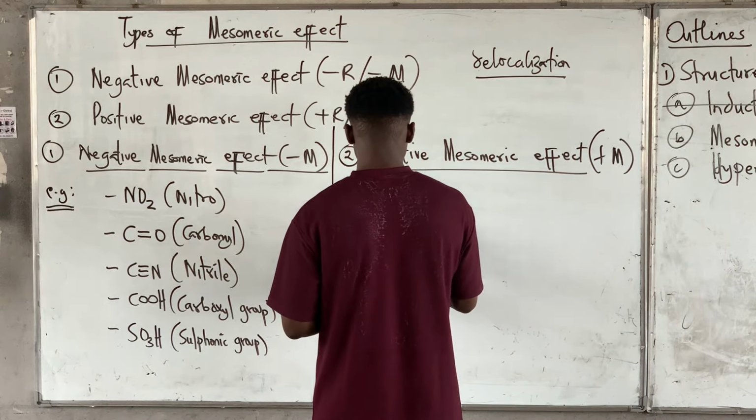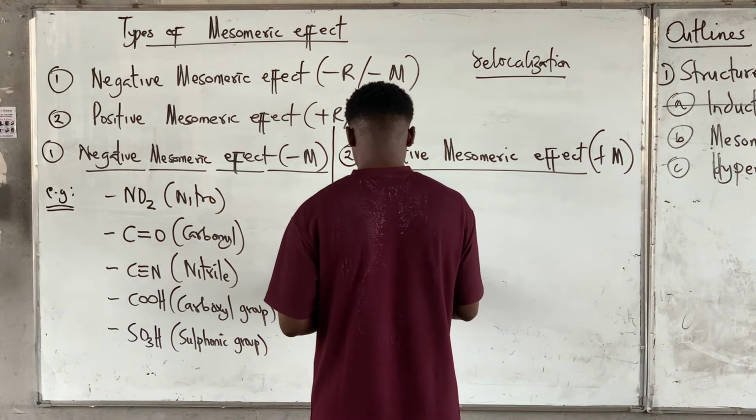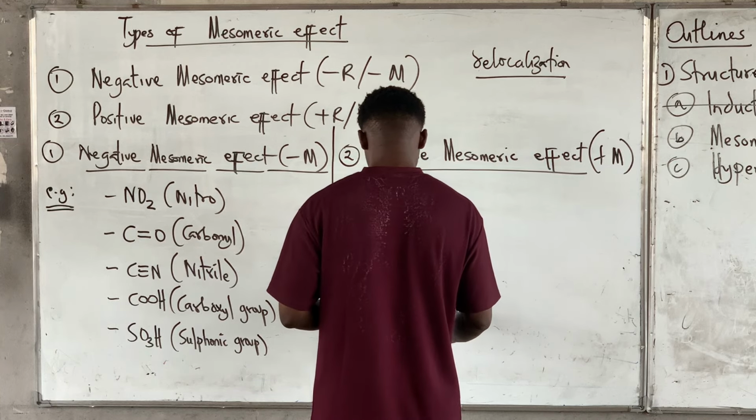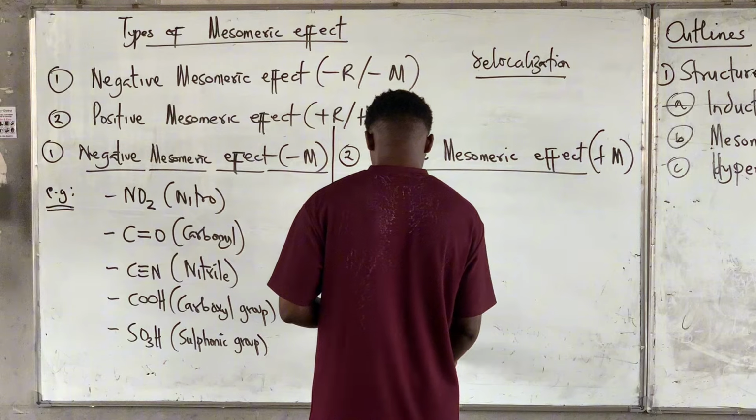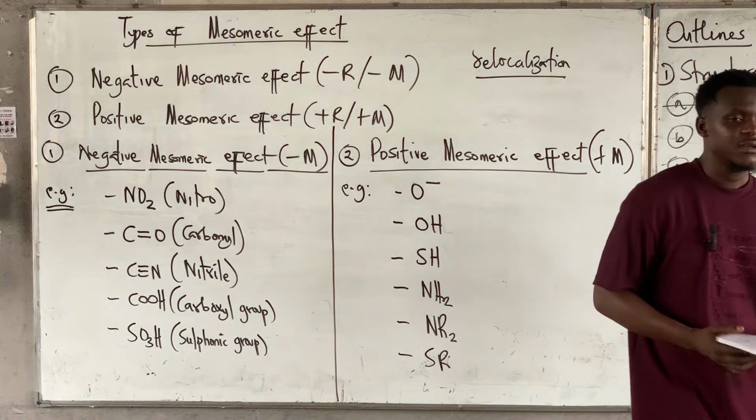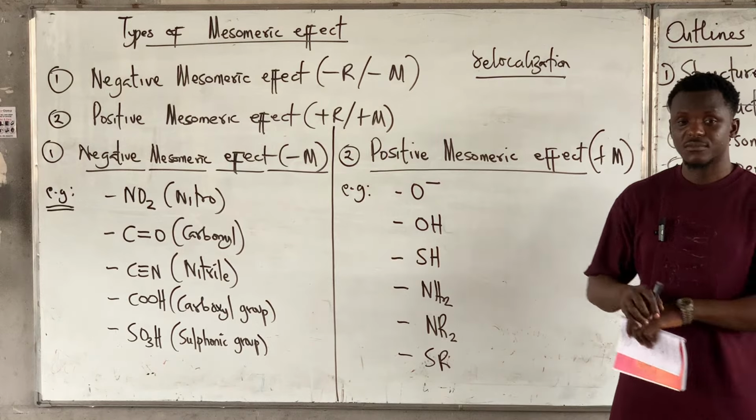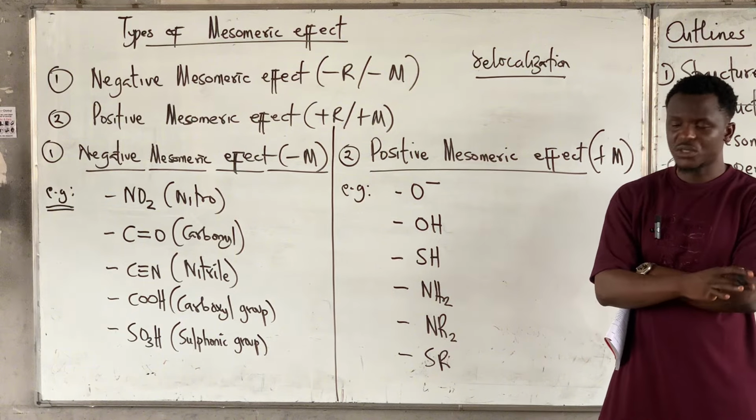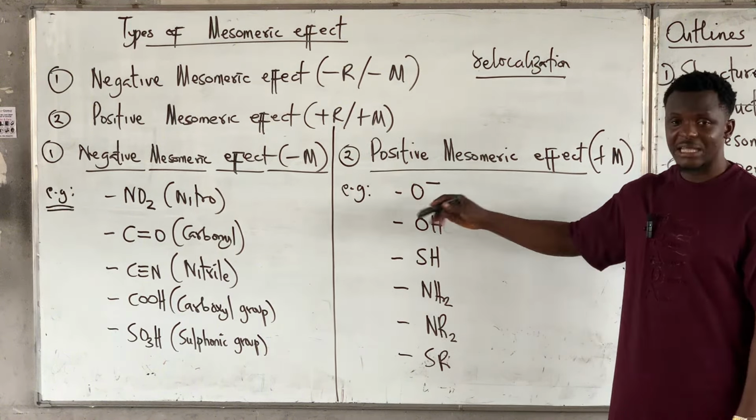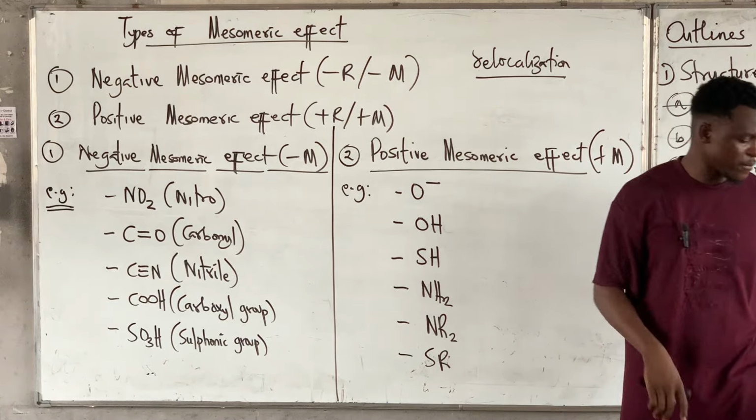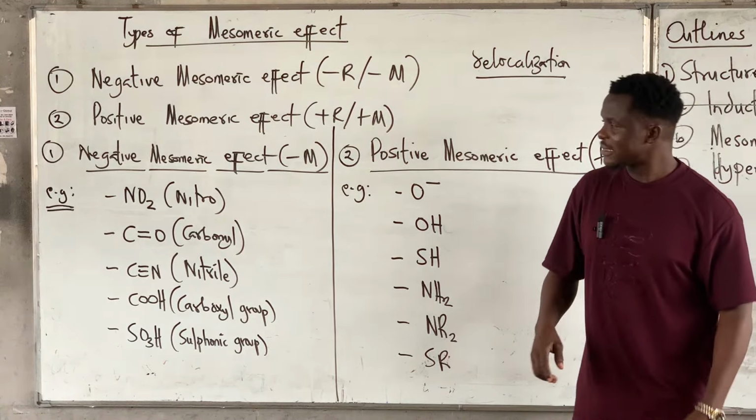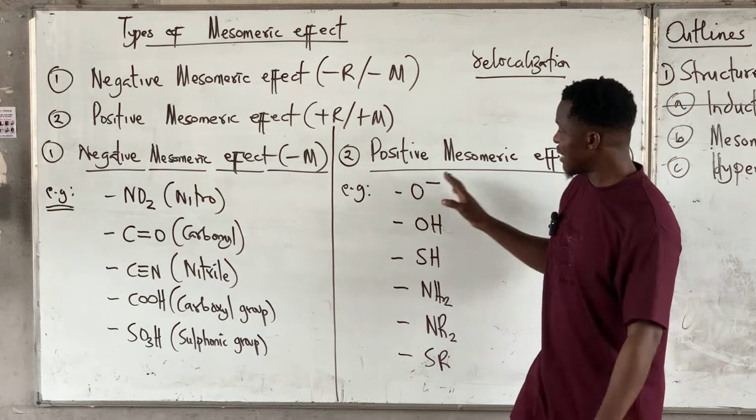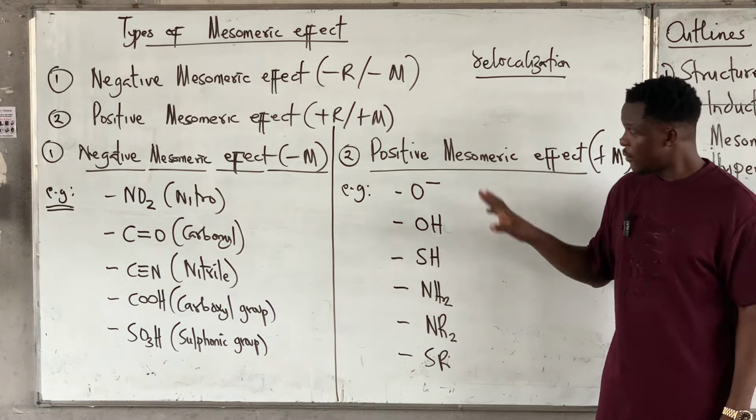O minus, OH, SH. Anytime you have a substituent that has oxygen on it, or sulfur or nitrogen, most likely it is going to exhibit plus M. We don't really have to stress ourselves, just look at this. Anytime you have this attaching to a carbon atom that has a double bond, now listen, you need to really understand how this guy works. If I attach this guy to any carbon that has a double bond, minus M automatically is going to take place. You attach this to a carbon that has a double bond, plus M.